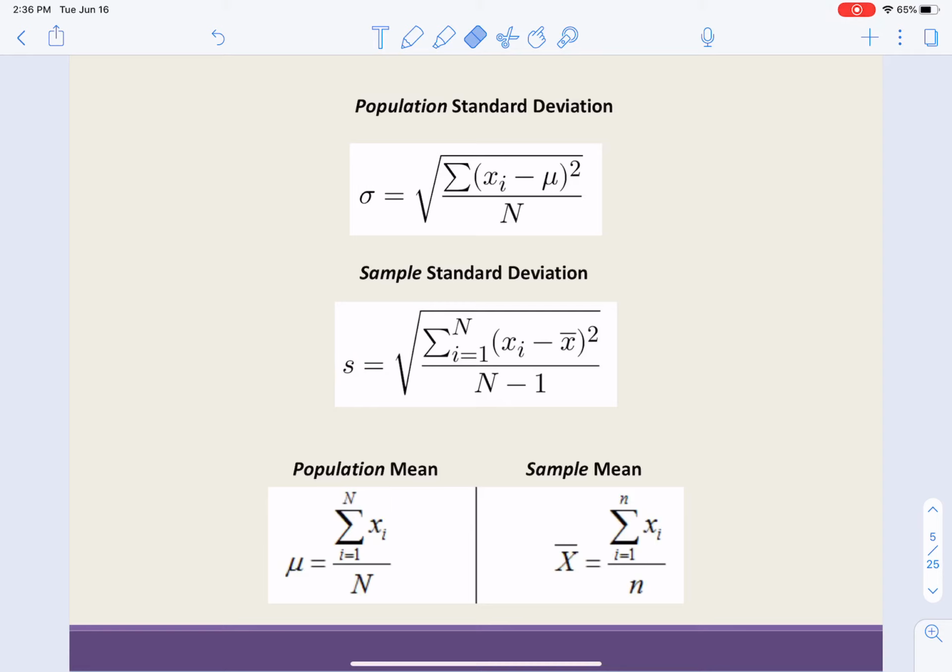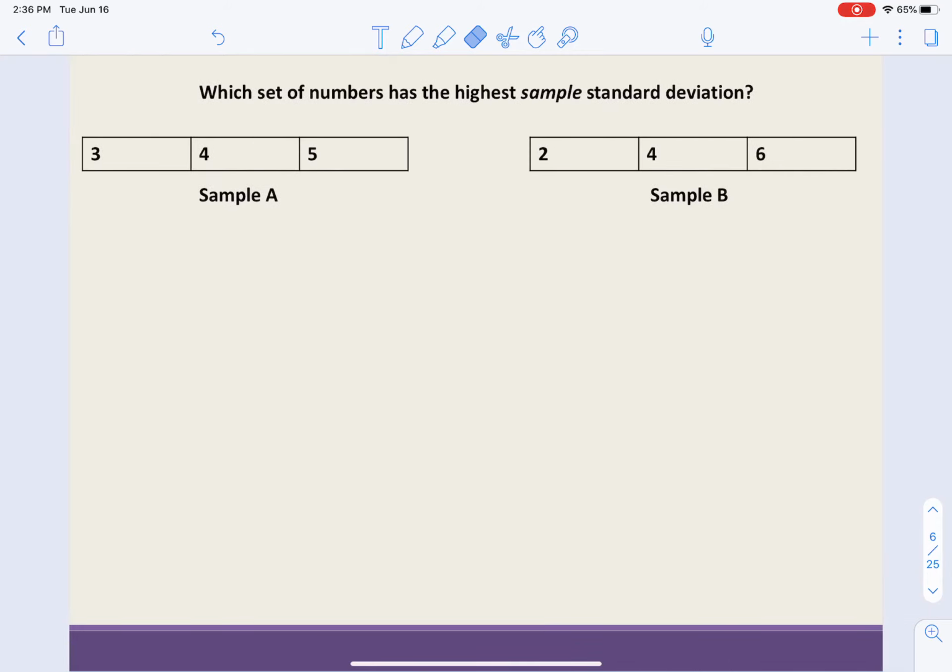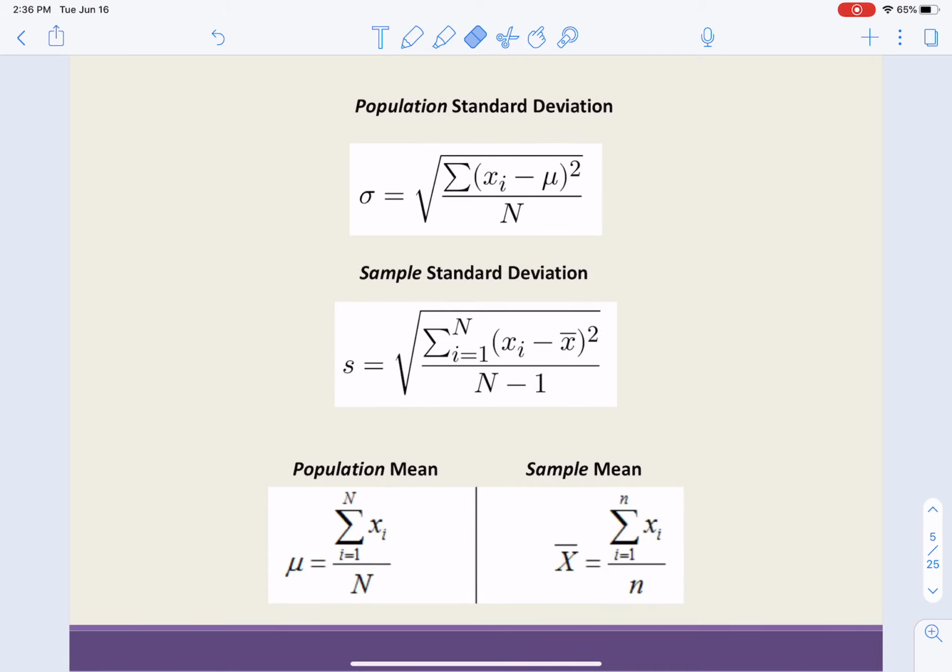Instead of just leaving you with these formulas, I'd like to do an example. And one thing to note, well, actually, I'll just note it in the next video.